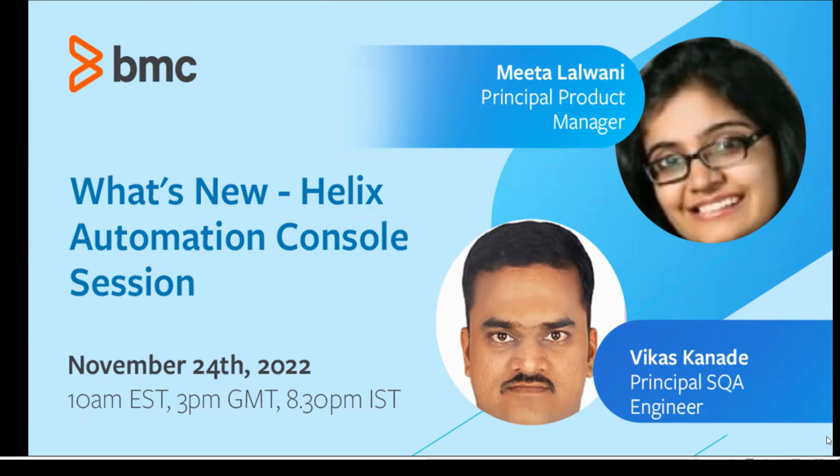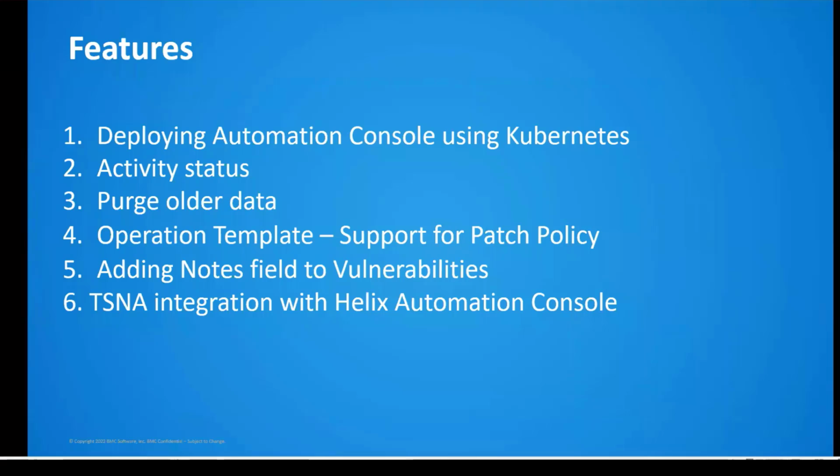Can we see the agenda, please? Thank you. So Kubernetes is one of the latest capabilities which was introduced. The reason is that it is a widely used container deployment model and provides a lot of capabilities to manage the containers when you have more than one container to be used. As users are adopting Kubernetes more and more for managing containers, it made a lot of sense to enable Automation Console to be deployed as a Kubernetes deployment as well. So we will go through that.